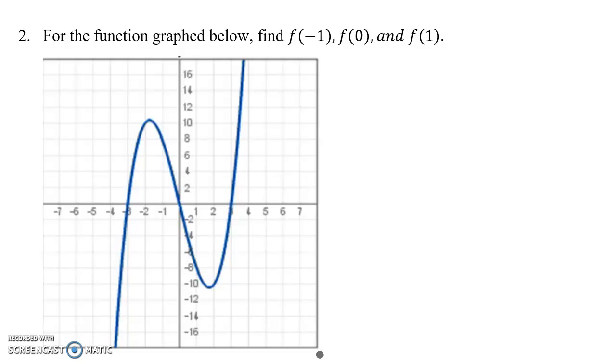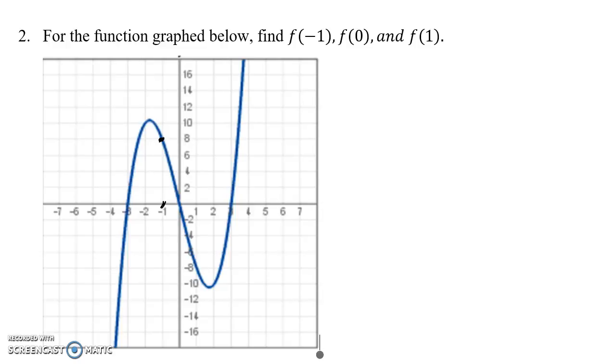Number 2, find f of negative 1, f of 0, and f of 1 in the function graph below. Well, remember, f of something means f of x. Let's look at x equals 1. Here is x equals 1 all the way up and down that line. So when we go up, when we find where the graph crosses x equals 1, it's that point.